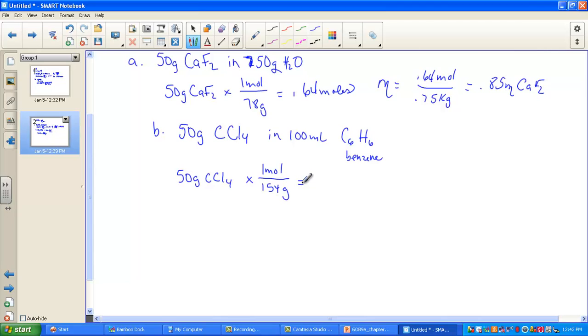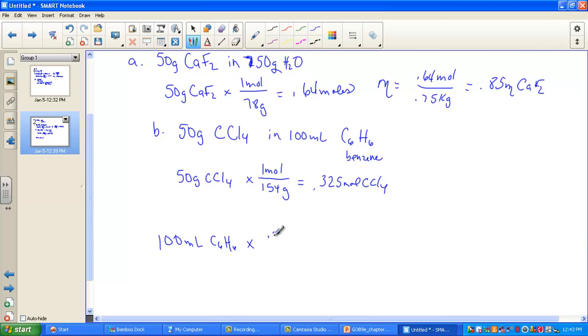So 50 divided by 154 converts it into moles, 0.3246. How about we'll round a little bit to 0.325, we'll say. Now here's the other trick. We have 100 milliliters of our benzene solution, C6H6 benzene, but we need it to be in kilograms, and that's where the density unit will come out.